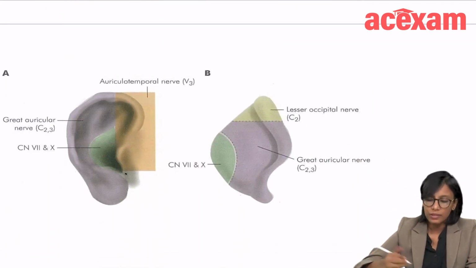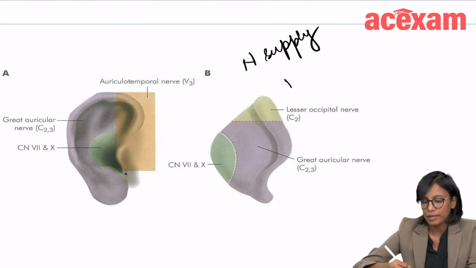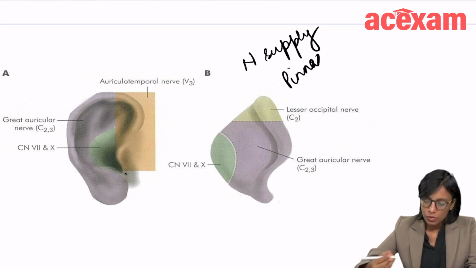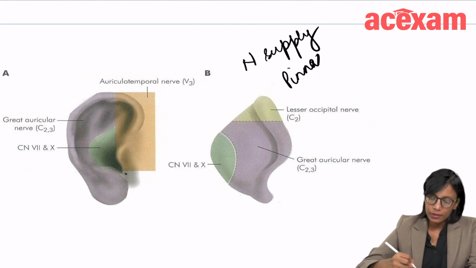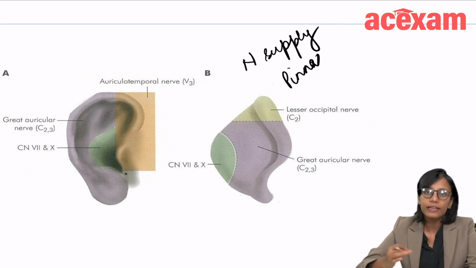Now let's come to the nerve supply. Nerve supply of Pinna. This is very important because in exam you can be asked not just to name the nerve supply of Pinna. You can be given a diagram and an area will be marked, and you can be asked what supplies this area. So you should know the whole diagrams as well.